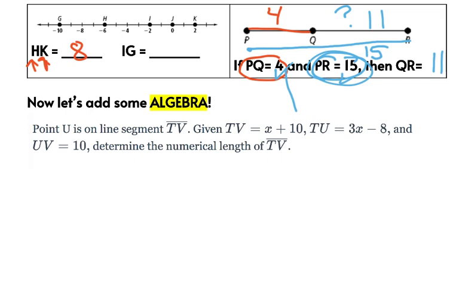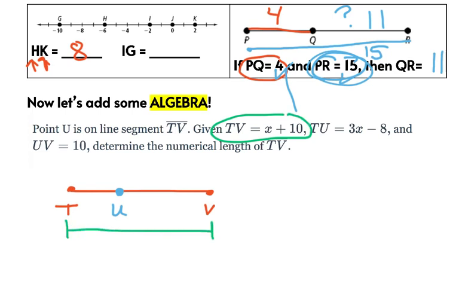So it says point U is on line segment TV. So here we go. I'm going to draw my line segment from T to V. Point U is on it, so I'll put U on there, just anywhere. So before you ask any questions with your homework too, make sure you've drawn the picture before you raise your hand to get some help. So this says from T to V, that's the whole way, guys. T to V is x plus 10. From T to U is 3x minus 8.